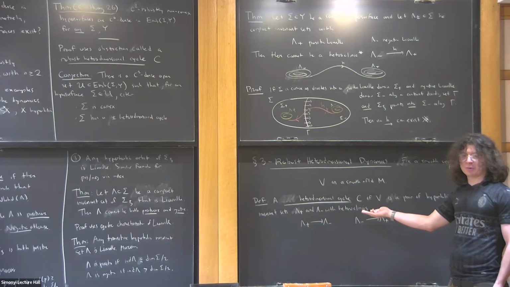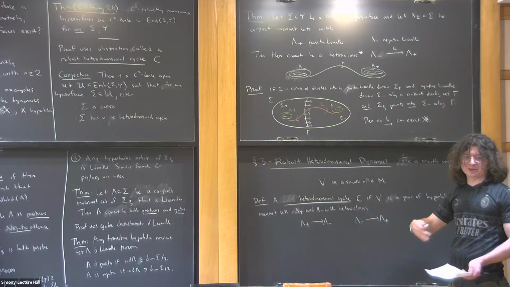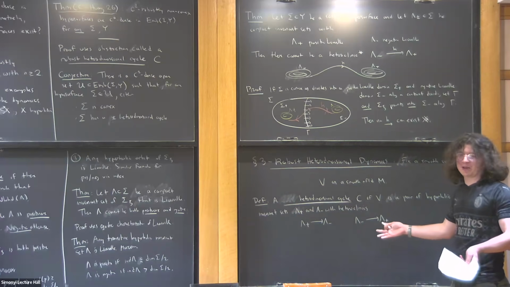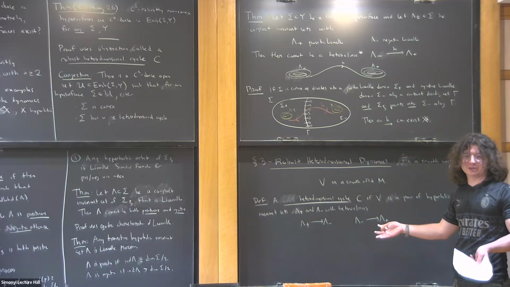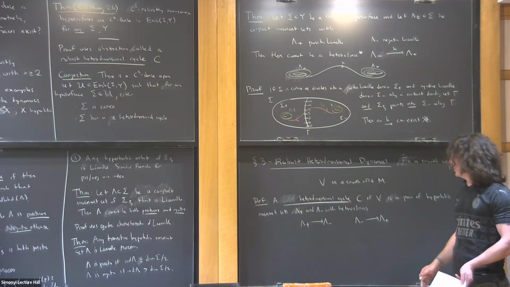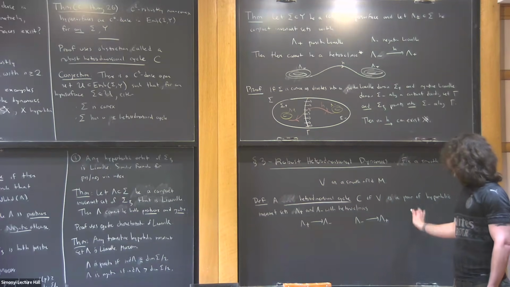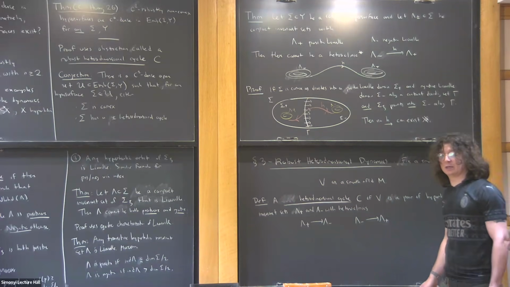I don't know why they call it heterodimensional. I think the heterodimensional comes from something I'll say in a little bit, but I would call it a heteroclinic cycle. Somehow heterodimensional cycle is the chosen dynamics terminology. Whatever. Okay, so it's a cycle of heteroclinics relating hyperbolic invariant sets.